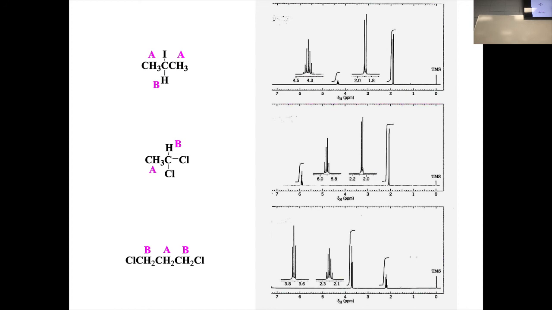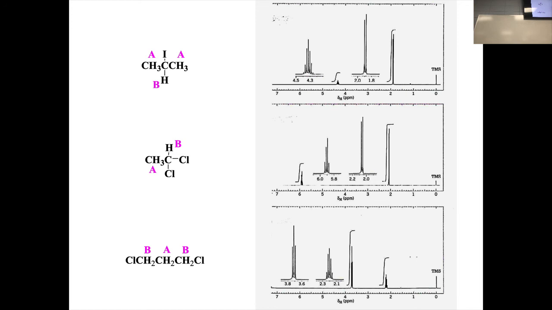Okay, here we're looking at 1,1-dichloroethane. Again, you would expect to see two different peaks. B is clearly going to be further downfield. Look where it's at. It's down around 6. It's kind of violating my 5 rule, isn't it? But it's because it's attached to 2 very electron withdrawing, very electronegative atoms. And so it gets pulled down quite a ways. And this hydrogen has how many neighbors?